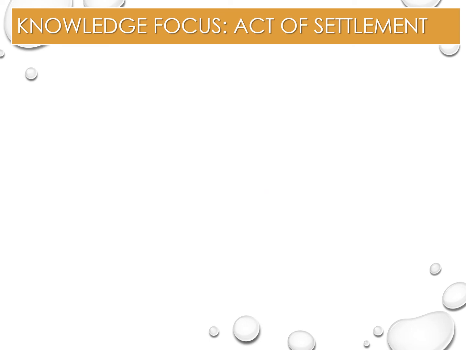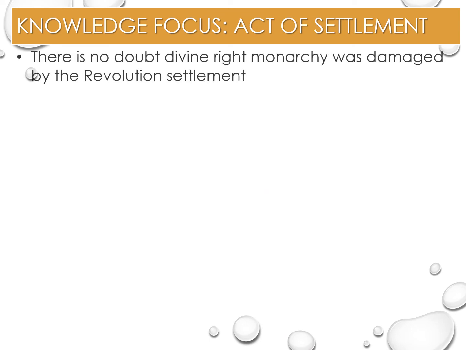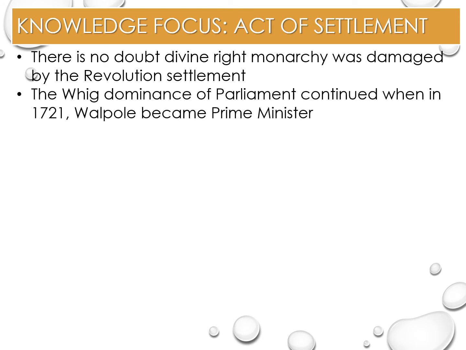It is clear that the concept of divine right monarchy was damaged by the Revolution settlement of the Bill of Rights and the Act of Settlement. It was no longer possible for monarchs to claim God-given power, as now their authority was approved by the people via their parliamentarian representatives. The Whigs dominated Parliament during the reign of William, and this continued into the 18th century when Robert Walpole became Prime Minister.